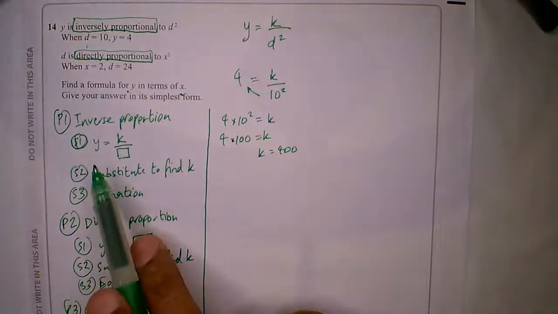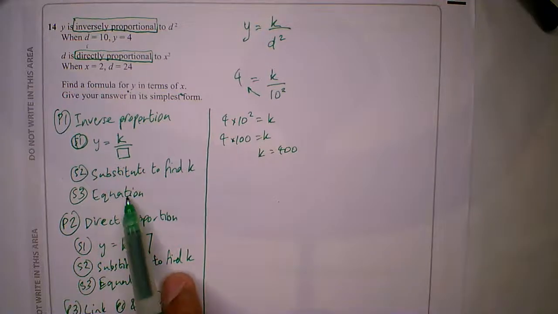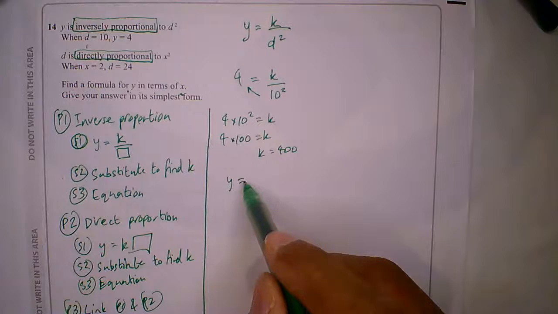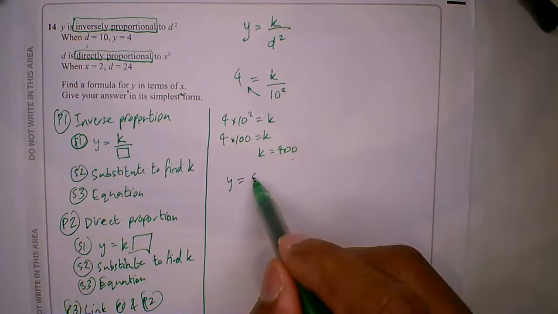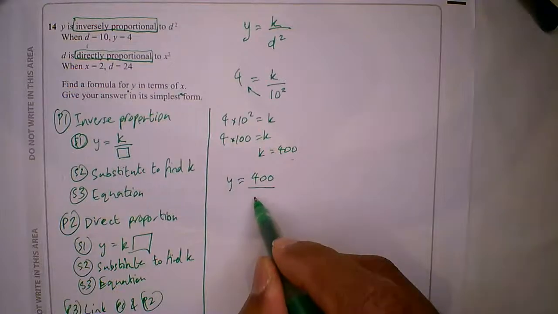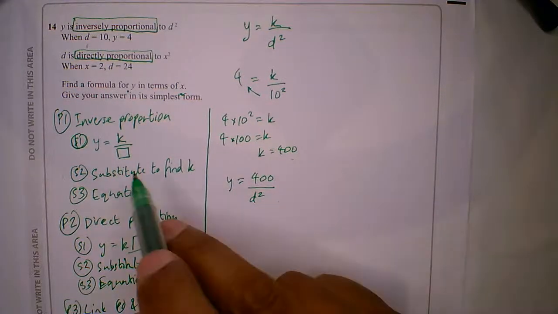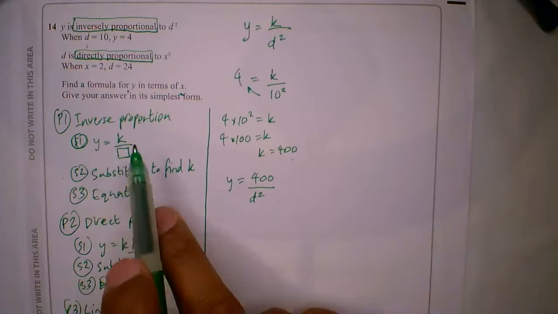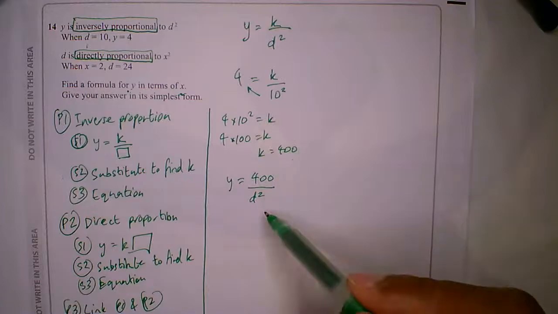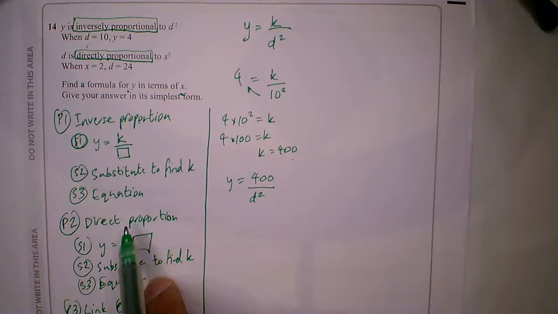Okay, now I've got my substitute to find k. I've found k. Now I need to turn this into an equation, which is here. y equals 400 over d squared. So I've got that. Okay, so that's part 1 done. Once you're putting in the numbers, it kind of links together. It's kind of like a chain. It's all connected. Let's look at part 2 now, direct proportion.